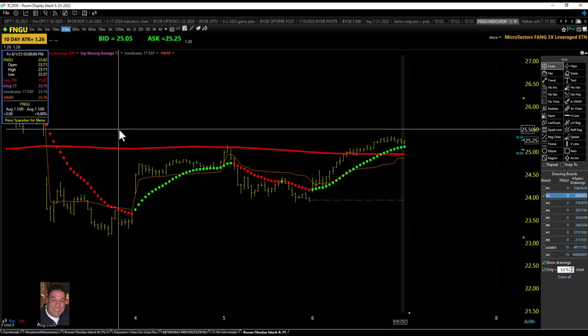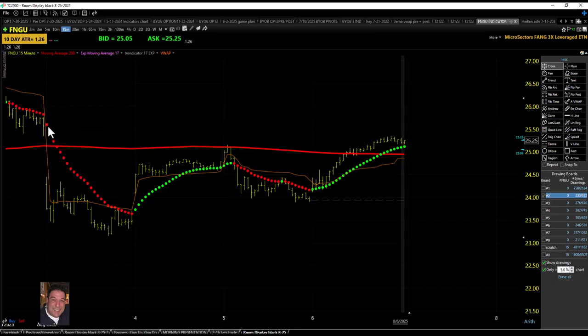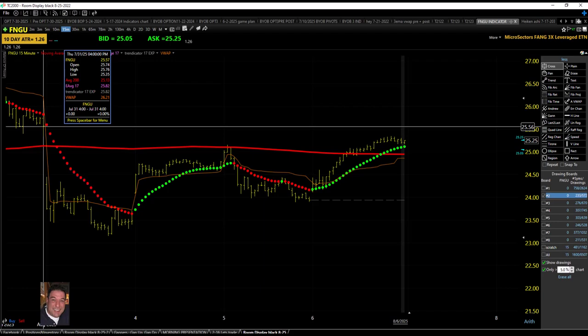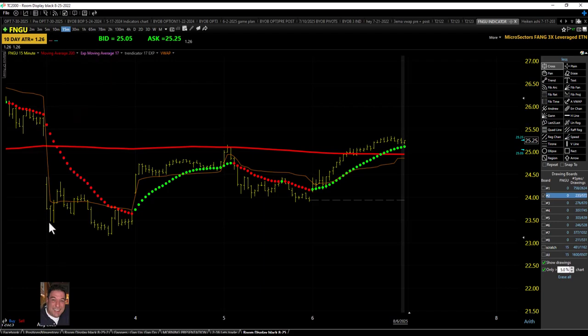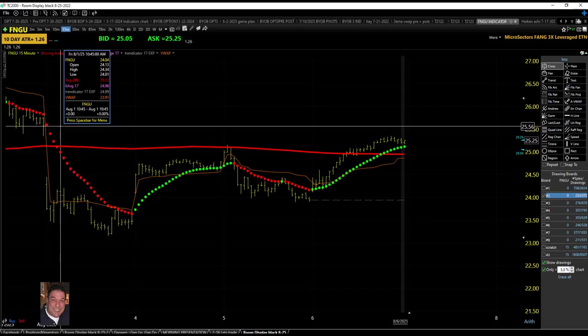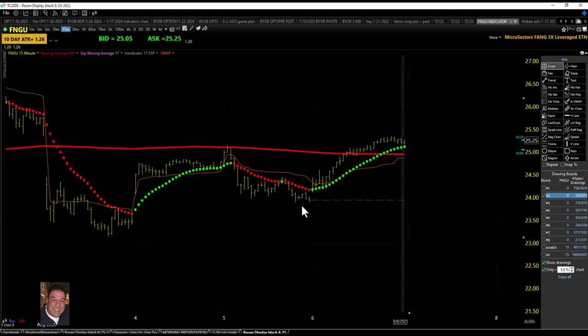Did they fill the gap? I just want to see if they filled the gap. They did not fill that bearish gap yet. It's been 1, 2, 3, 4 days, still haven't filled that bearish gap. Maybe tomorrow we get it filled. We'll see what happens. That's FNGU. Bullied all day today.